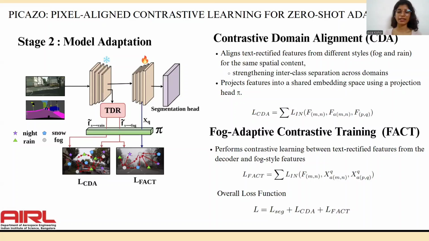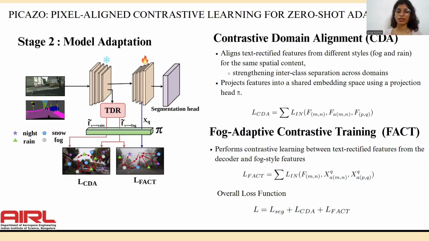The idea behind CDA is to align features from different domain styles, specifically fog and rain, that correspond to the same spatial content in the source image. So, for instance, a region that represents a car in both fog and rain versions of a scene should have similar features in the embedding space. To do this, we project these features using a shared projection head pie and then apply contrastive learning on the features from these two domains, which cluster the similar features together. This loss encourages consistency across domain variants of the same image.